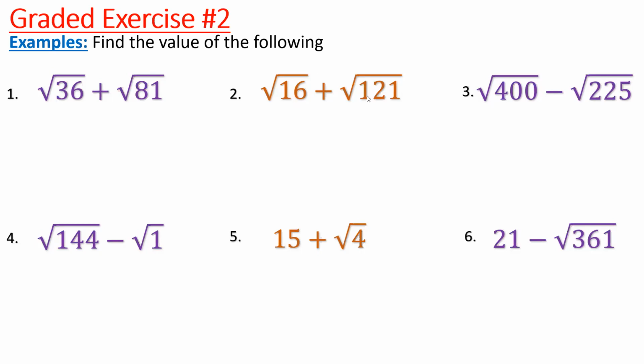All right. So the first one says the square root of 36 plus the square root of 81, the square root of 16 plus the square root of 121, the square root of 400 minus the square root of 225. Number 4 says the square root of 144 minus the square root of 1. The fifth one says 15 plus the square root of 4. And number 6 says 21 minus the square root of 361.